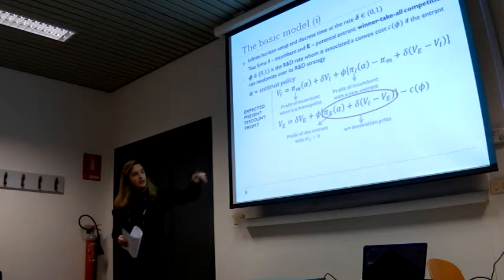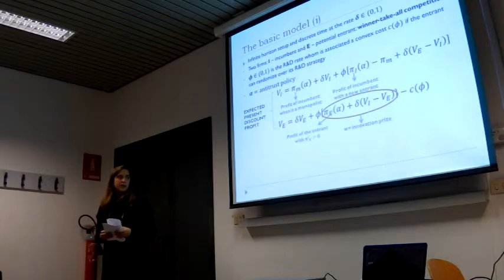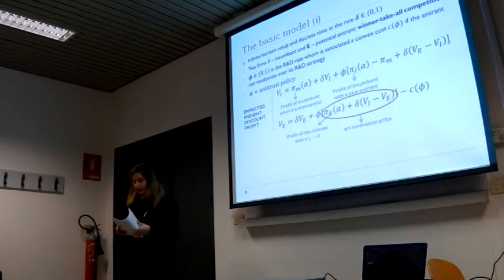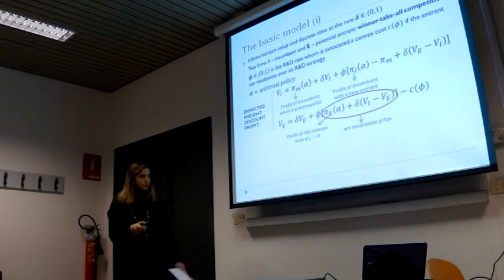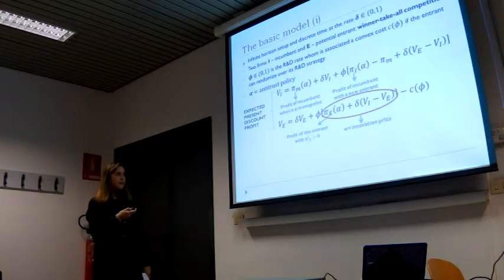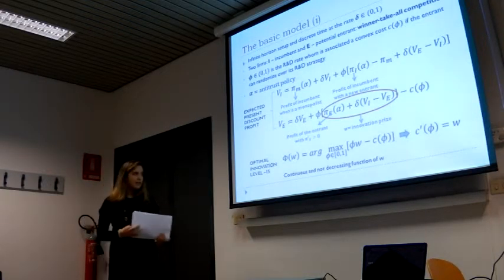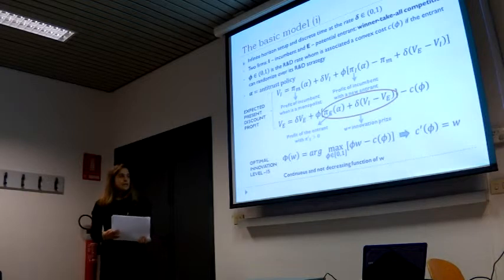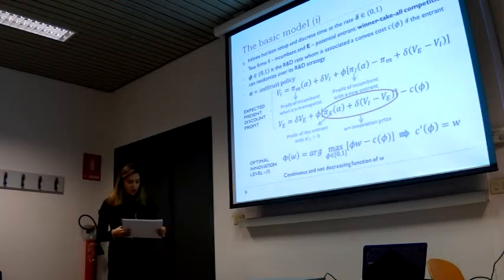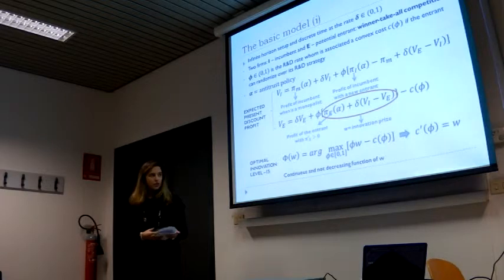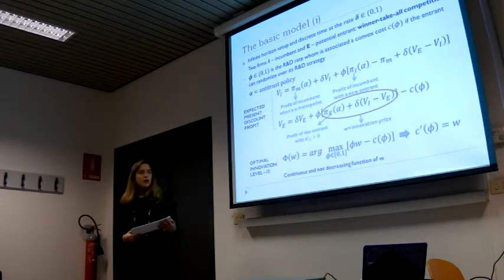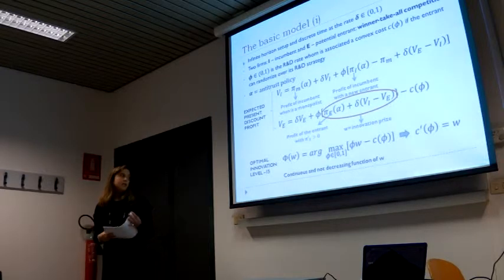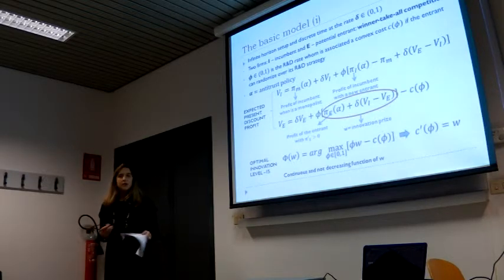Well, this part is called W, that is the innovation prize. And it means the expected discounted benefit from becoming a successful innovator. Given W, we can find the optimal innovation level by maximizing this function. Since it's a continuous and non-decreasing function, we can apply the first order condition in order to find the exact value of W. This optimal innovation level, we can draw it, and we will find the so-called innovation supply curve.